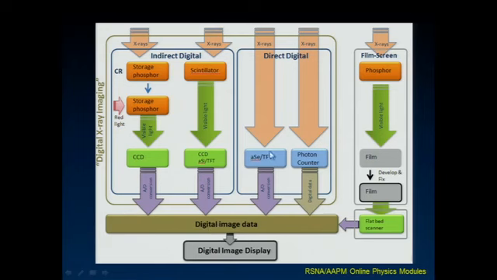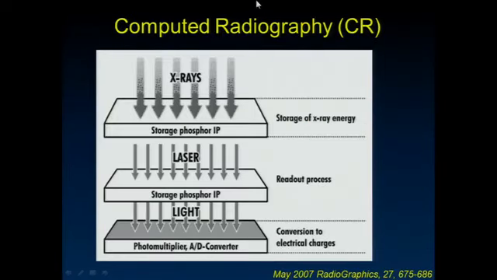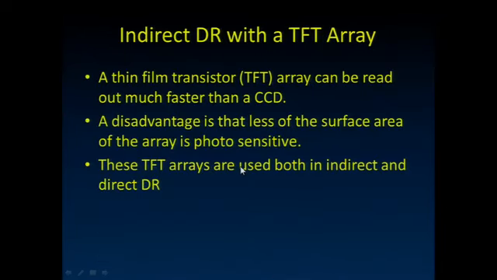We're going to talk a little bit about direct digital, where now these X-rays directly interact with an amorphous selenium detector, higher Z than silicon, with a thin film transistor array. I'm not going to talk about direct photon counting devices, but that's the next generation of what we're going to see. So here's computed radiography. We already talked about it. I'm just going to leave the picture there for your reference. Next, indirect DR with a thin film transistor array.